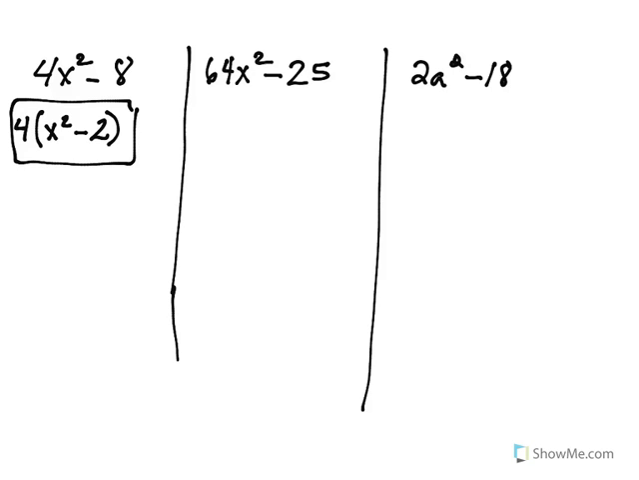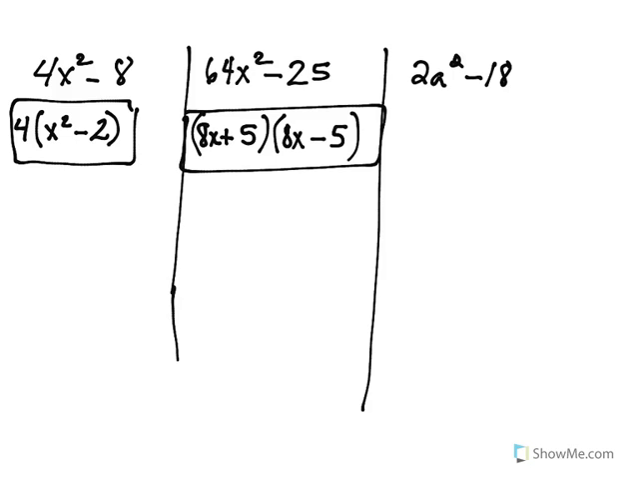Then we have 64x squared minus 25. So there is no GCF here. So we have 64x squared. 64 is a perfect square, 8 times 8. 25 is a perfect square, 5 times 5. We know x squared is a perfect square because it's just an x times an x. So we're going to do 2 sets of parentheses. 8x, 8x, 5, 5. One's a plus, one's a minus. And that's it.